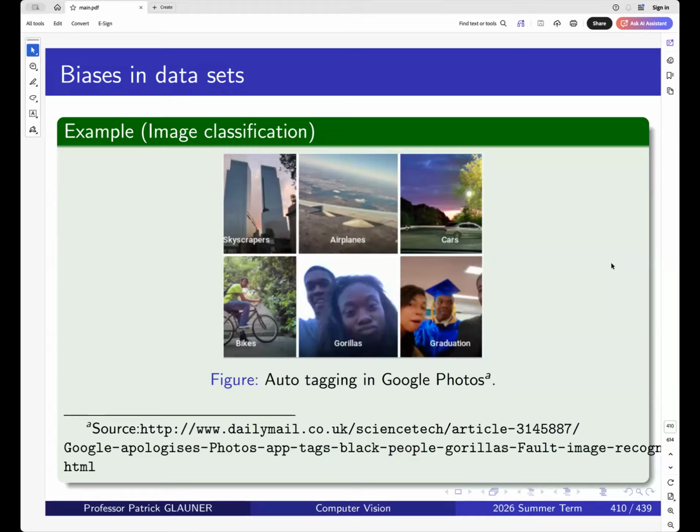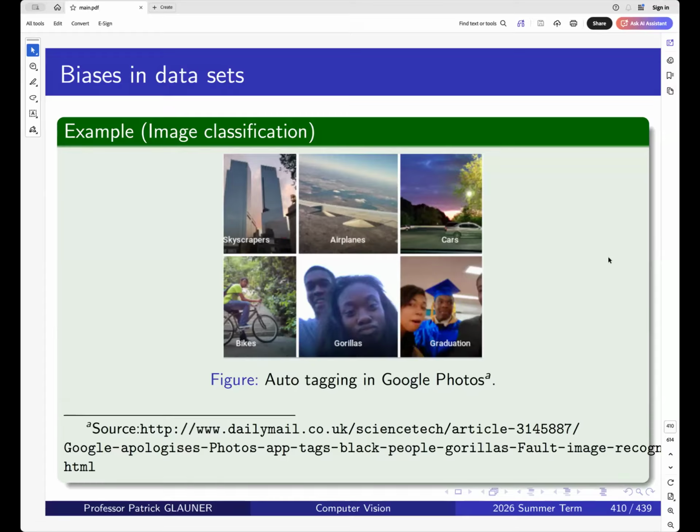I saw a dead skull sticker here in Zoom. Yeah, the skyscraper, airplanes, cars, bikes went fine, but the problem is this example here: people of color who got classified as gorillas. And when this came out some 15 years ago, Google was in hot water and they faced obviously a lot of criticism about racism and so forth.